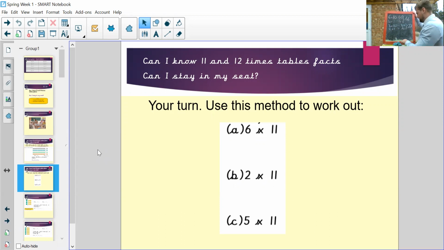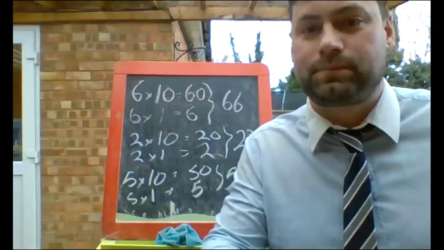And then the last one, 5 times 11, we do 5 times 10, which gives us 50. And then we do 5 times 1 to make up the 11, which gives us 5. And then 50 plus 5 is equal to 55. And those are your answers. So well done. I'm going to stop the share so you can see them a little bit more clearly.